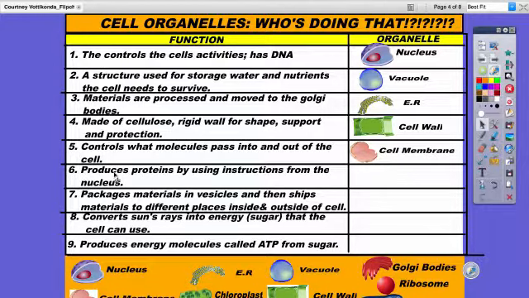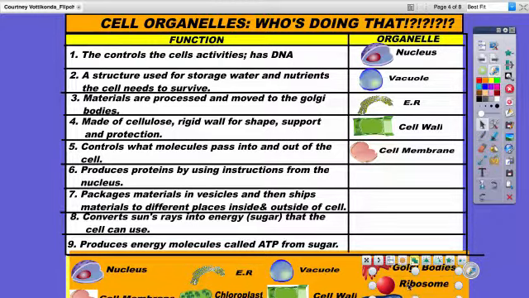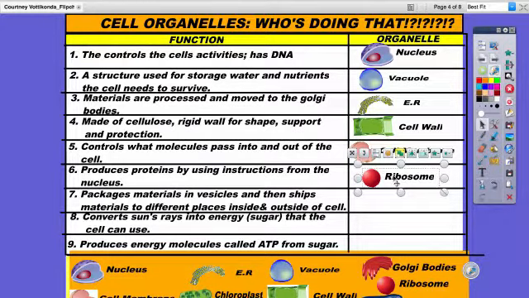Produces proteins by using instructions from the nucleus. That answer is ribosome. So, number 7, packages material in vesicles and ships the materials to different places inside of the cell. That answer is Golgi bodies. Let's move on to number 8.